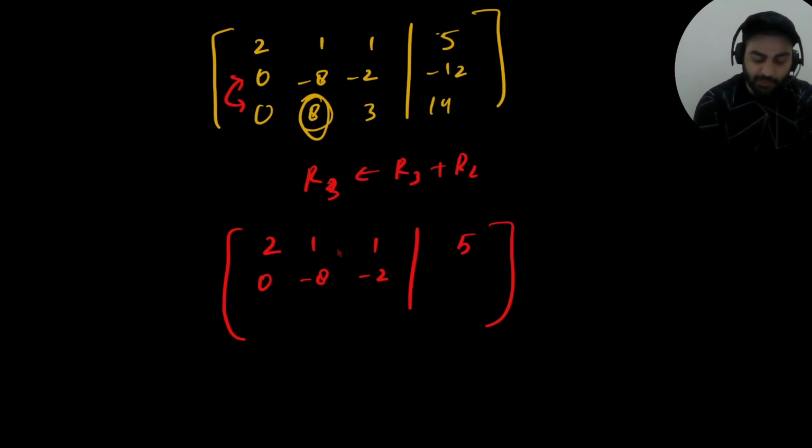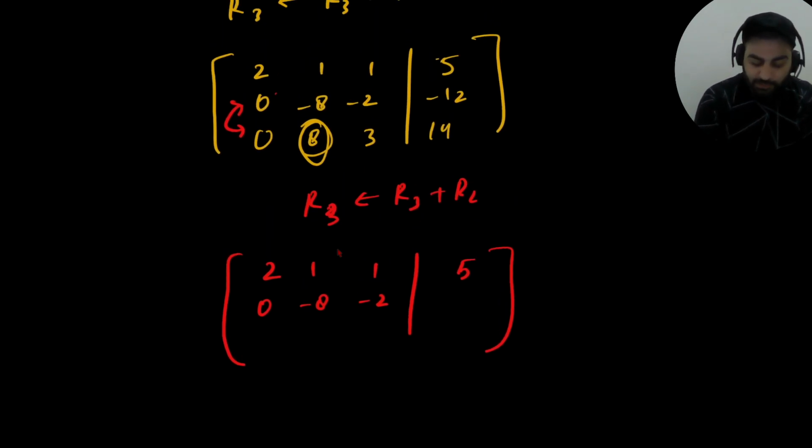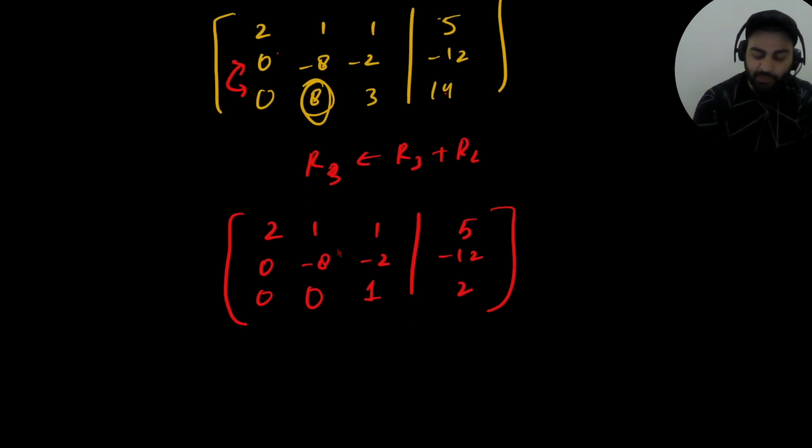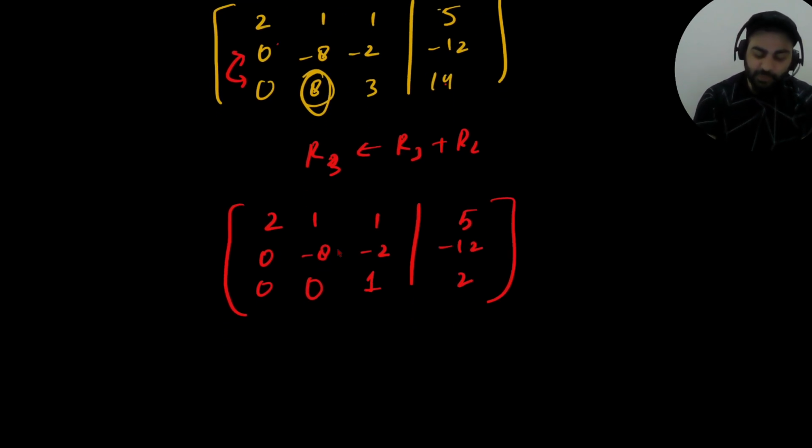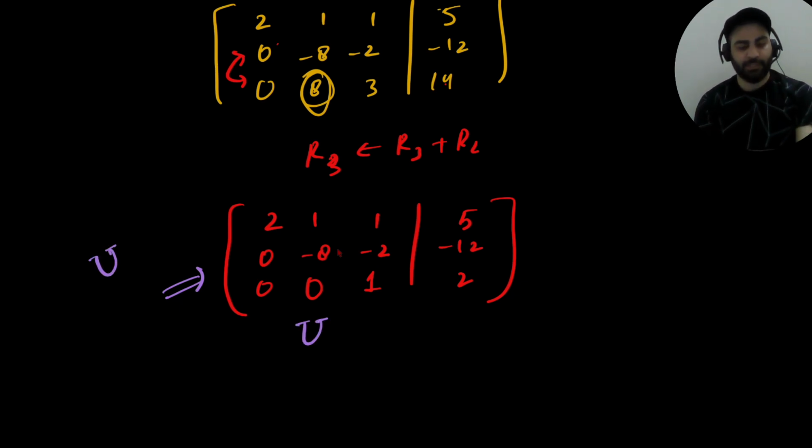Then these things will get 0 plus 0, which is basically 0. This will be 0. 8 minus 8 is 0. 2 minus 3 is 1. And this will become minus 12, and 14 minus 12 is basically 2. So that's what we got. Now this became an upper triangular matrix. We'll call it U. So this became U, an upper triangular matrix, if you see this.